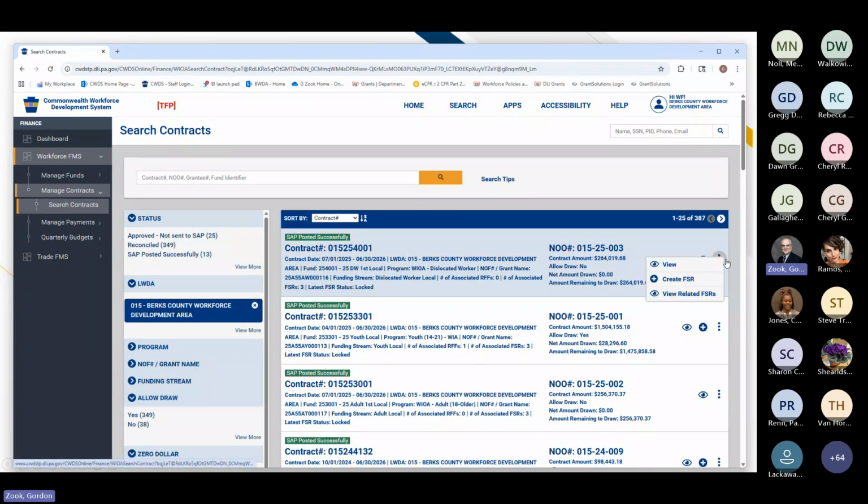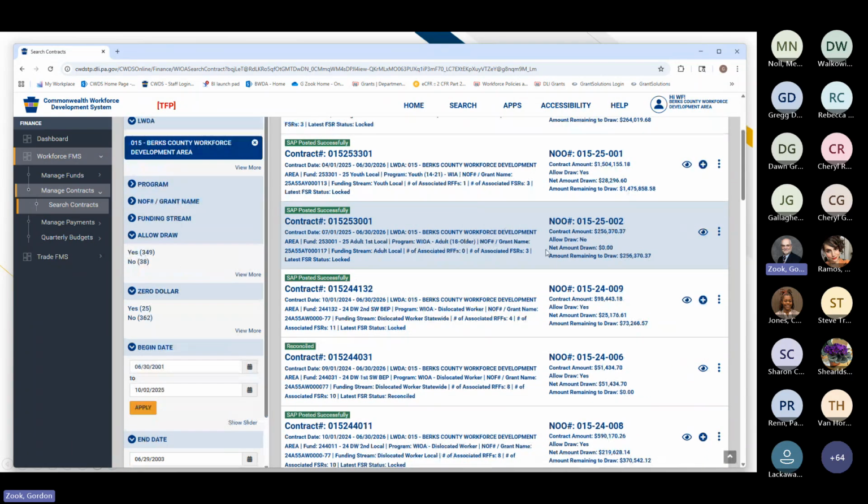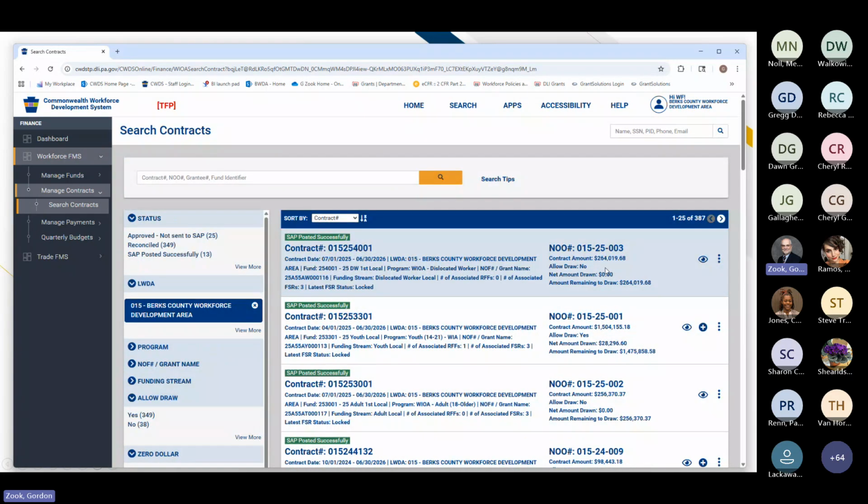Okay, so if we were going to create that, that's obviously a no draw. That's actually a good clue. If you try to draw funds and you say, it's not letting me do it, like I click my 3 ellipses and there's nothing here that says create RFF, what's going on? The clue here is that this contract is set to not allowed draws.